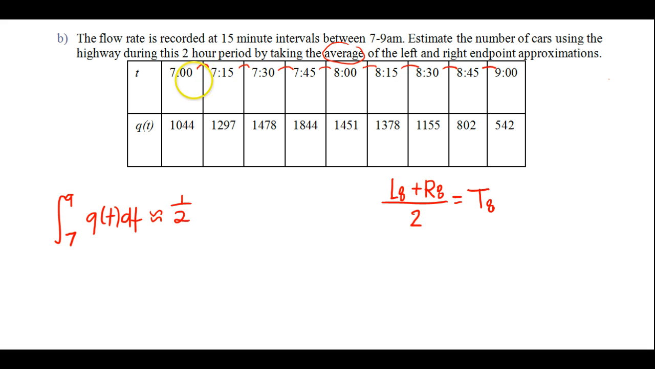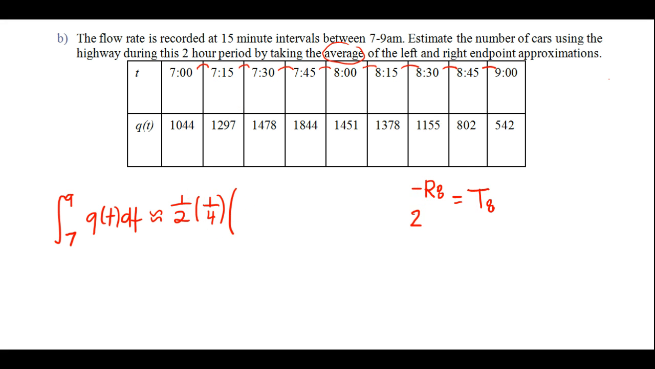But here's where I want to be careful. I don't want to use 15 because my units are in hours. So 15 minutes is what fraction of an hour? If I'm thinking about 15 minutes, it's 1/4 of an hour. So it's going to be 1/2 delta x, and delta x is 1/4.